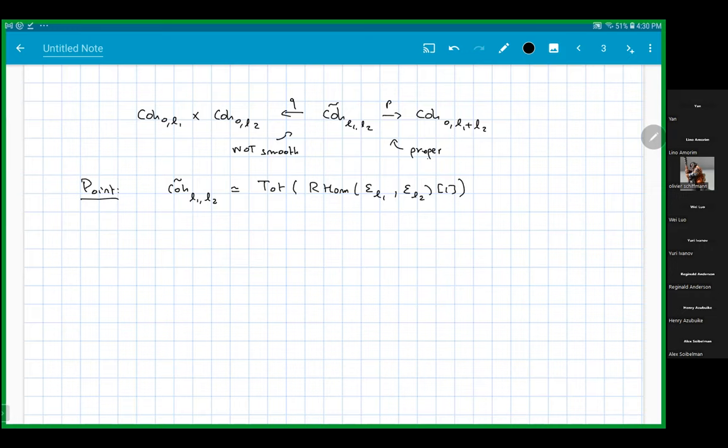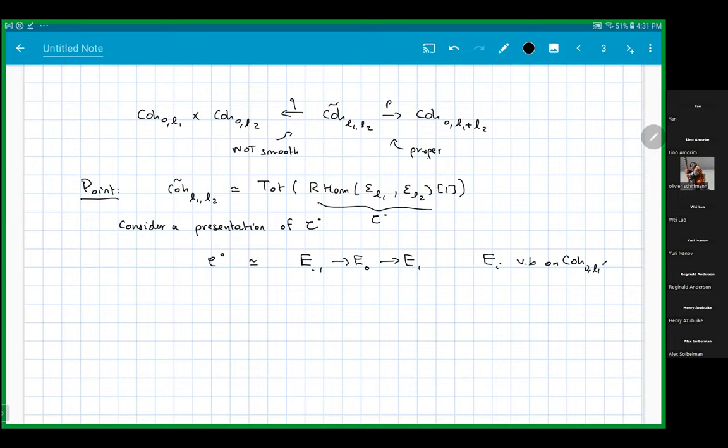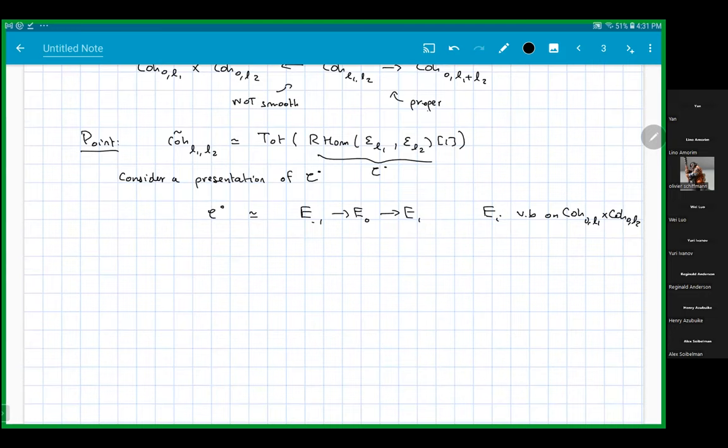So we consider a presentation of this complex. So C is going to be, say, E minus one, E zero, E one, where the E_i are vector bundles on this Coh 0 L1 times Coh 0 L2. And so the classical stack, let's say classical truncation, Coh tilde L1, L2, this is the kernel of B, quotient by E minus one. This quotient stack.